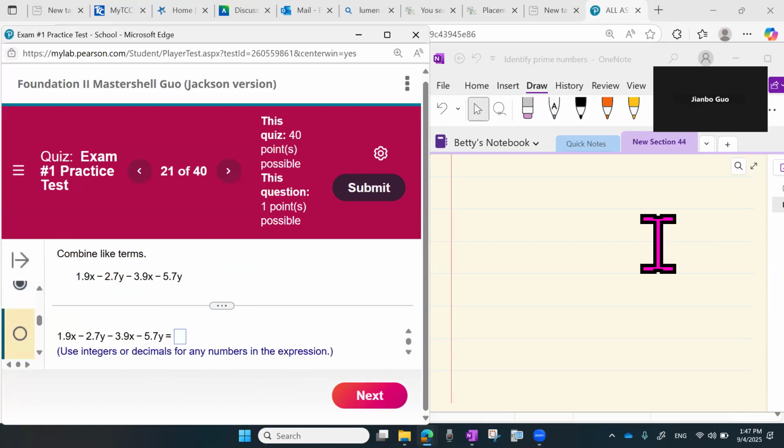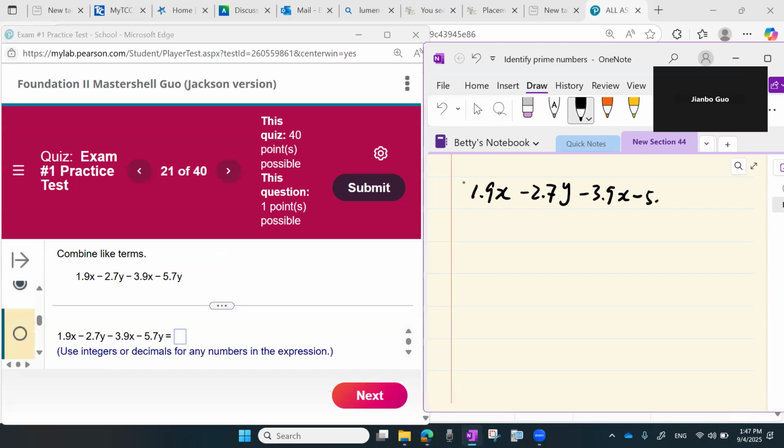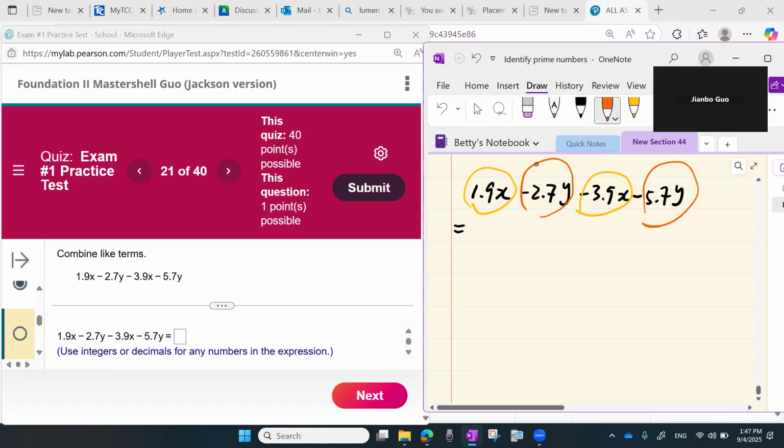21, combine like terms. I see 4 terms in the expression: 1.9x minus 2.7y minus 3.9x minus 5.7y. Among the 4 terms, the 1.9x and the 3.9x are like terms, and the two y terms, with their signs, are like terms too.